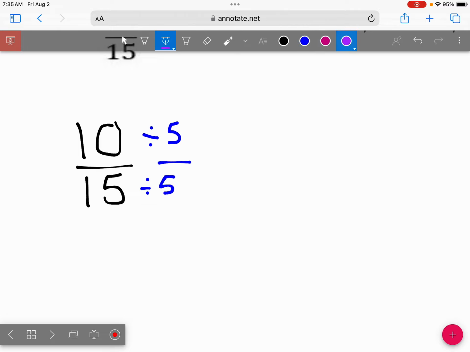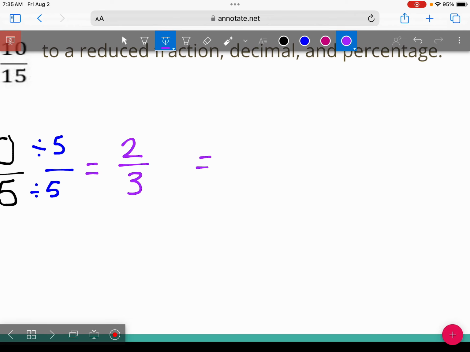So what does that give us when we simplify it? 2/3. 2 over 3. So we may not know 10/15 off the top of our heads, but do we know what 2/3 is as a decimal? That is the same thing as 0.66666, and we put a little line over it. That means it keeps going. Repeating. It's a repeating decimal.